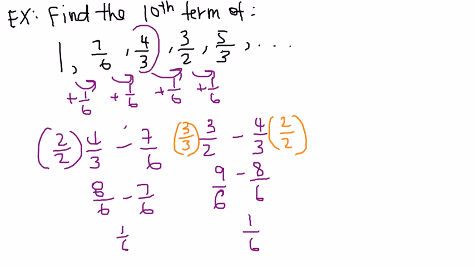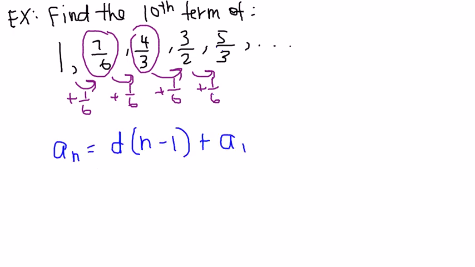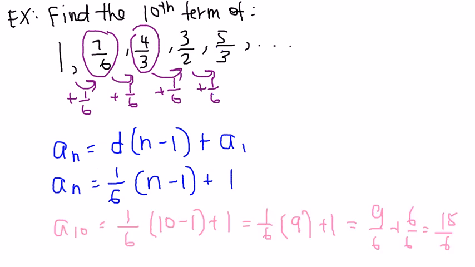Okay, so in our form of a sub n equals d times n minus 1 plus a1, we can fill in the d now. So we know that a sub n is equal to 1 over 6 times n minus 1 plus 1, because that's what we started off with. And since we want the 10th term, all we have to do is replace wherever we see n with 10, and we'll get the 10th term, which we end up getting as 15 over 6, which reduces to be 5 over 2.